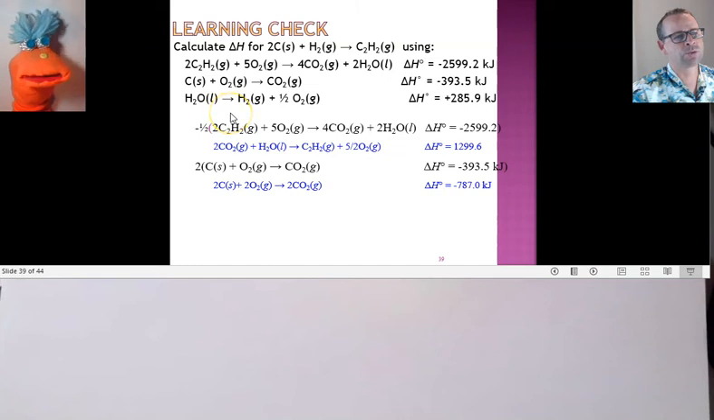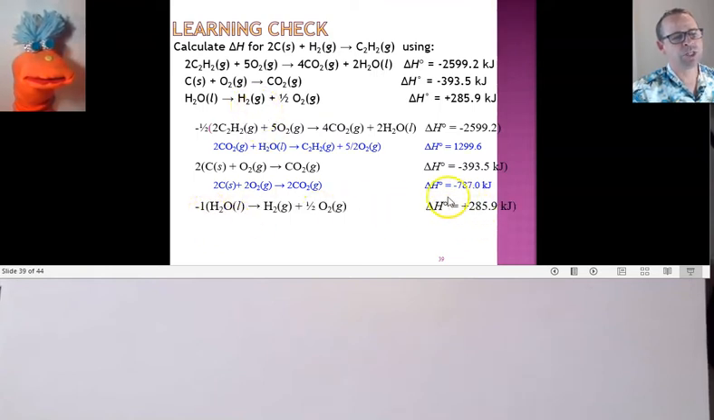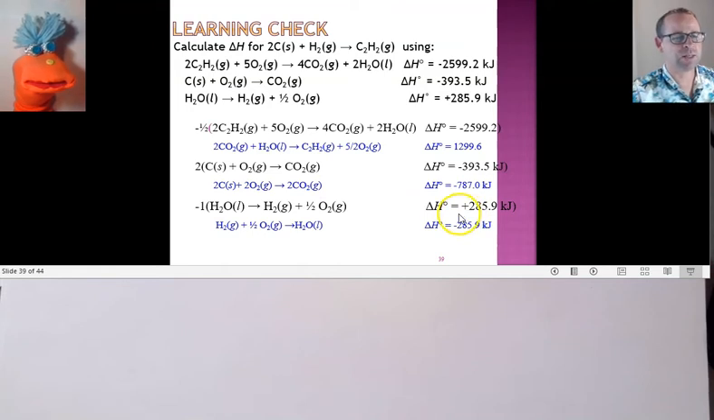There's the hydrogen gas, but again, it's on the wrong side, and there's no hydrogen gas anywhere else, so I think we still have to flip it. Okay, so if we flip it, we just change the sign. We don't change the 285.9, the magnitude. We just change the sign.